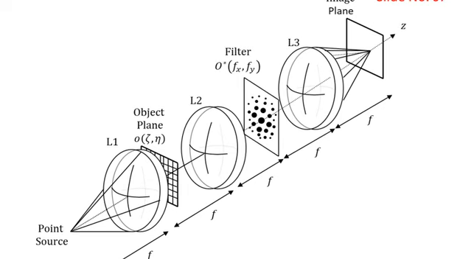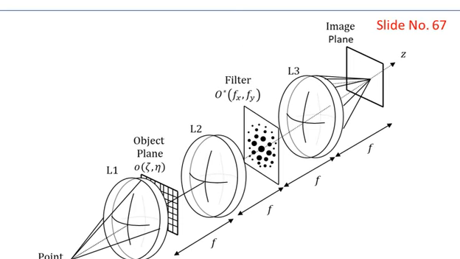So you see that this is the place where we can place our filter. So the matched filter or the frequency filter will be placed over here, and the matched filter in this case is O star, that is the complex conjugate of O, placed at the frequency plane fx comma fy. So this is our system that is used for the matched filtering.